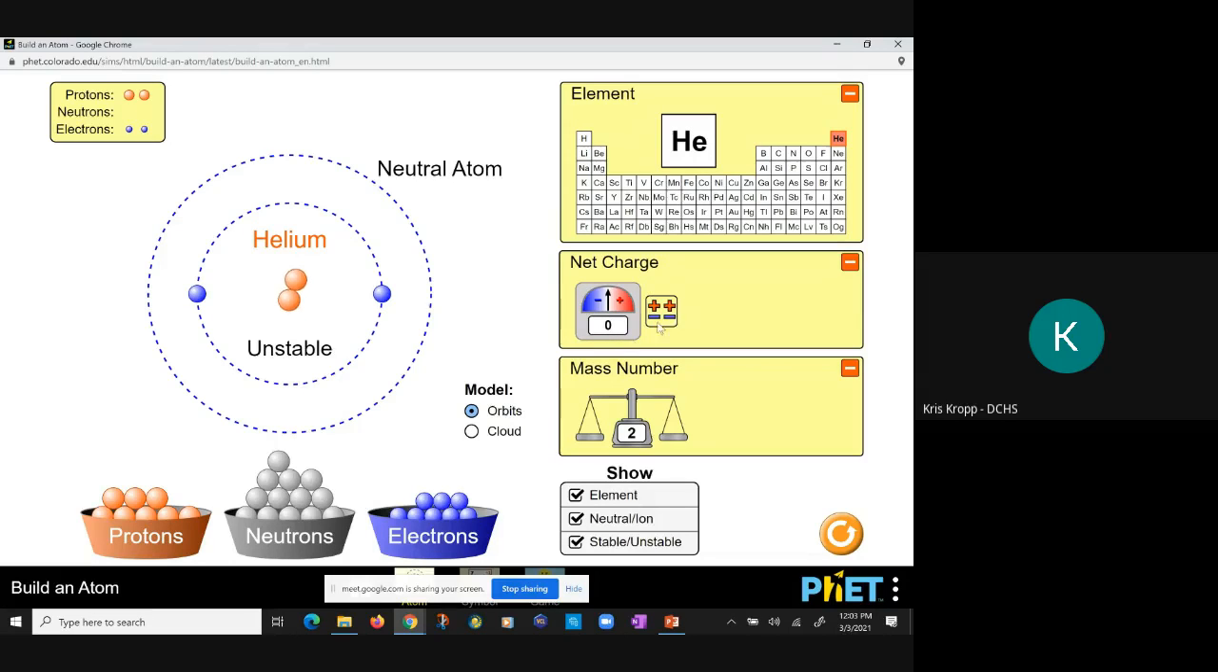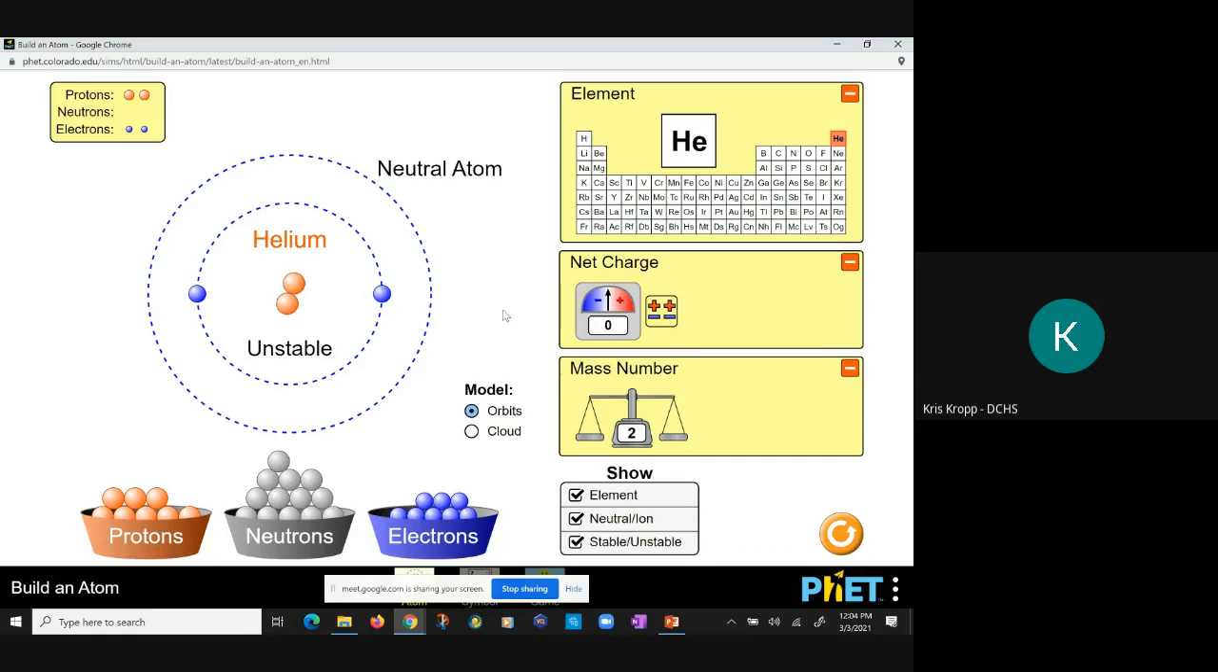No net charge because we have 2 positives and 2 negatives, right? So 2 protons, 2 electrons. The charges are equal and opposite again. But notice that this is unstable. The nucleus is bouncing around in here. Let's talk about that for a second.